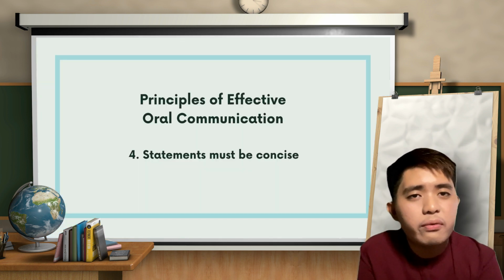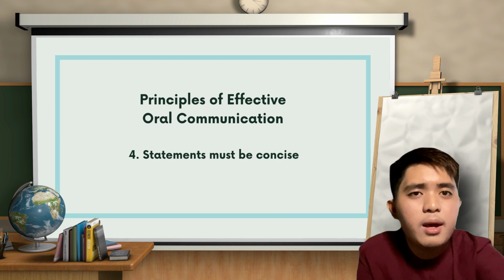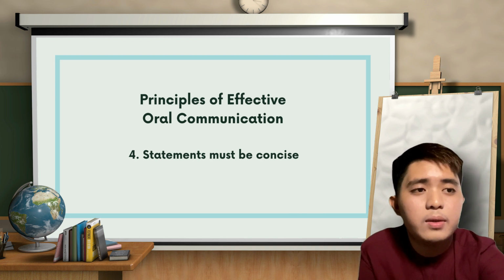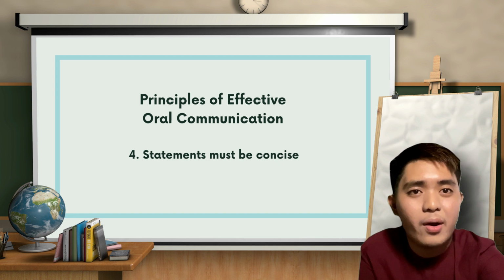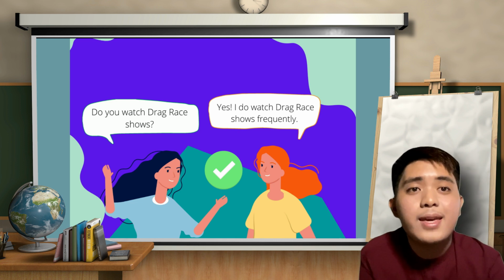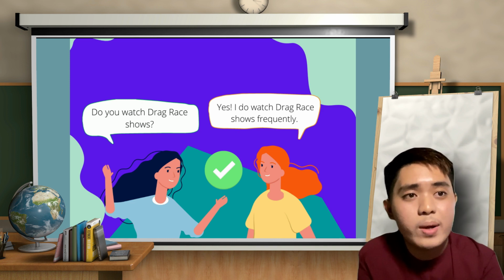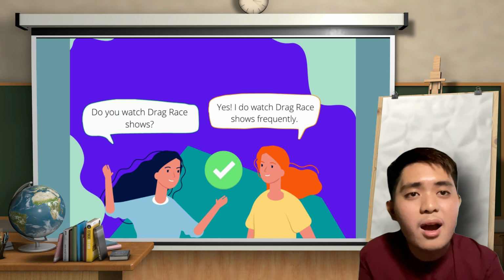For the fourth principle of effective oral communication, we have: statements must be concise. Because if a statement is not concise, meaning it is too lengthy and has unnecessary information, then the message to be delivered might not be understood at all, since too much information is given. To cite a concrete example: "Do you watch drag race shows?" And the receiver responds, "Yes, I do watch drag race shows frequently." So you can see that the question asked was answered in a very concise manner. And that is how you effectively communicate orally with others.